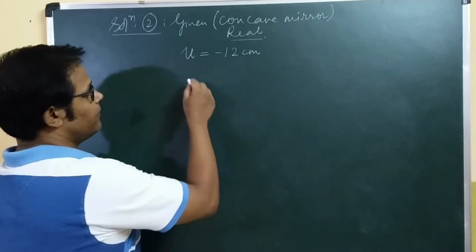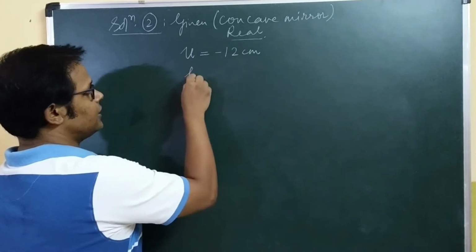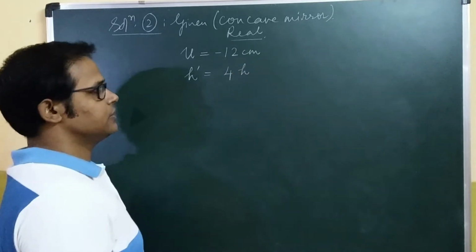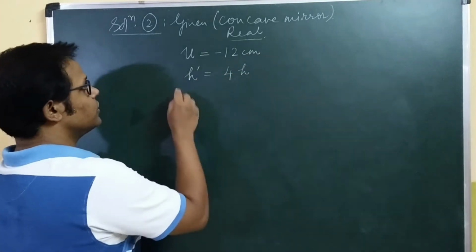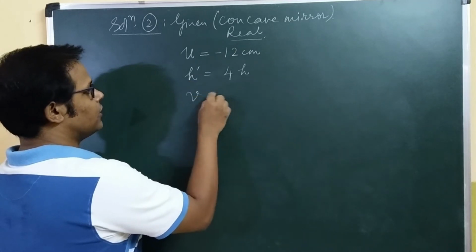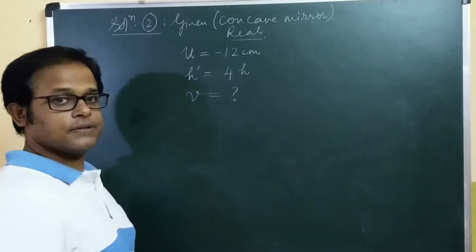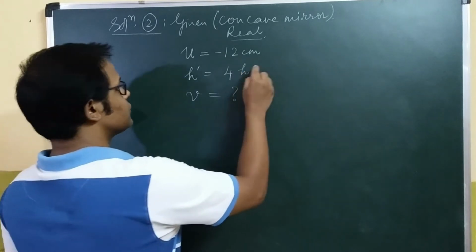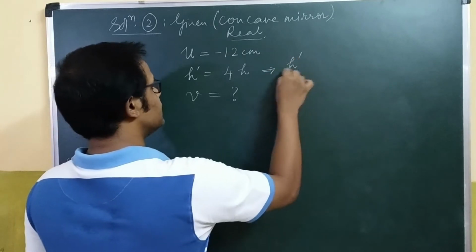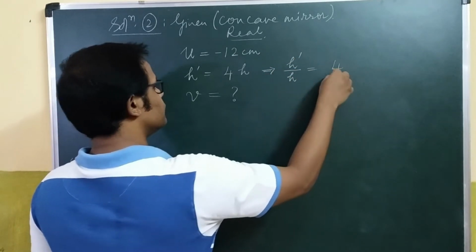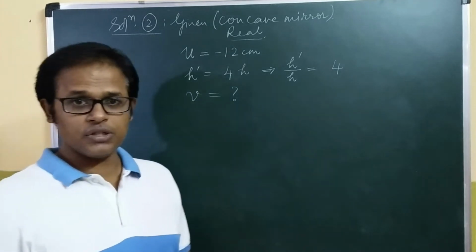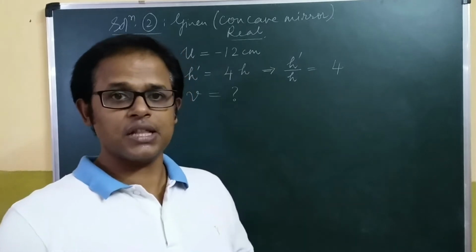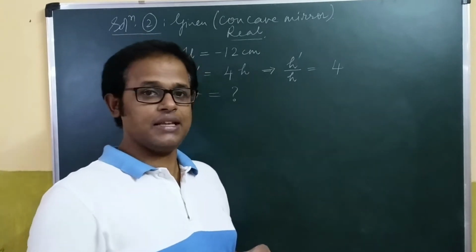Alright. What it tells you is that the height of the image formed is 4 times the height of the object. So now the point is that you need to actually calculate the image distance. So using this clue, I can write h dash by h is equal to 4. That's all good. My dear students, please be careful with these problems. They are very easy, but they can be slightly tricky also with respect to the signs.